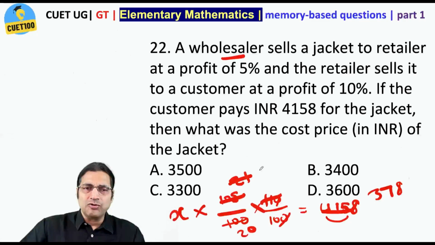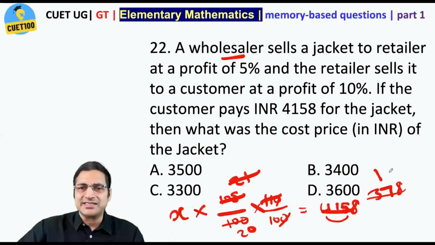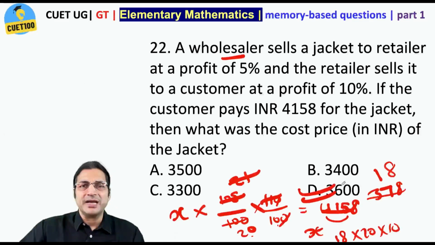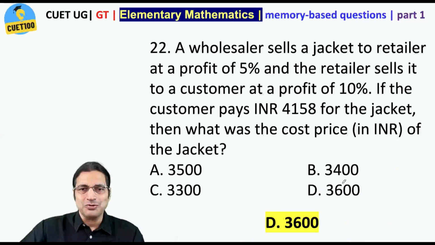Okay. Now, 21, 1 times 21, 16 and 8, 168, 21, 8 times 168. Okay. So, my answer is 18 into 20 into 10 into 20 into 10, and that is nothing but 3600. So, this is my answer. Any doubt? Any doubt? No.